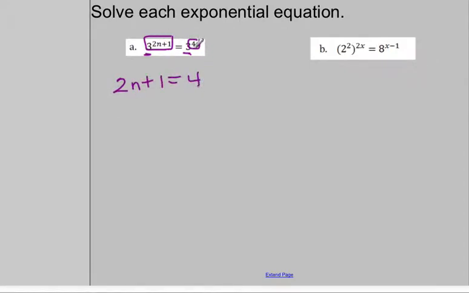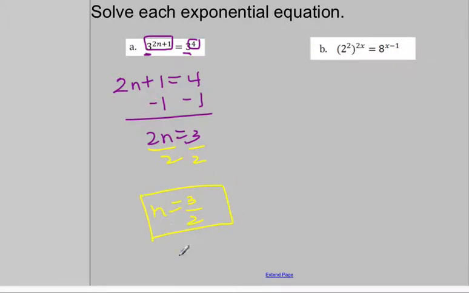So 2n plus 1 has to equal 4. And now it's just a simple equation. So 2n equals 3. Divide both sides by 2. So n is equal to 3 over 2 or 1.5, whichever way you want to write it. Okay. There is example 6a. 6b looks a little more complicated.